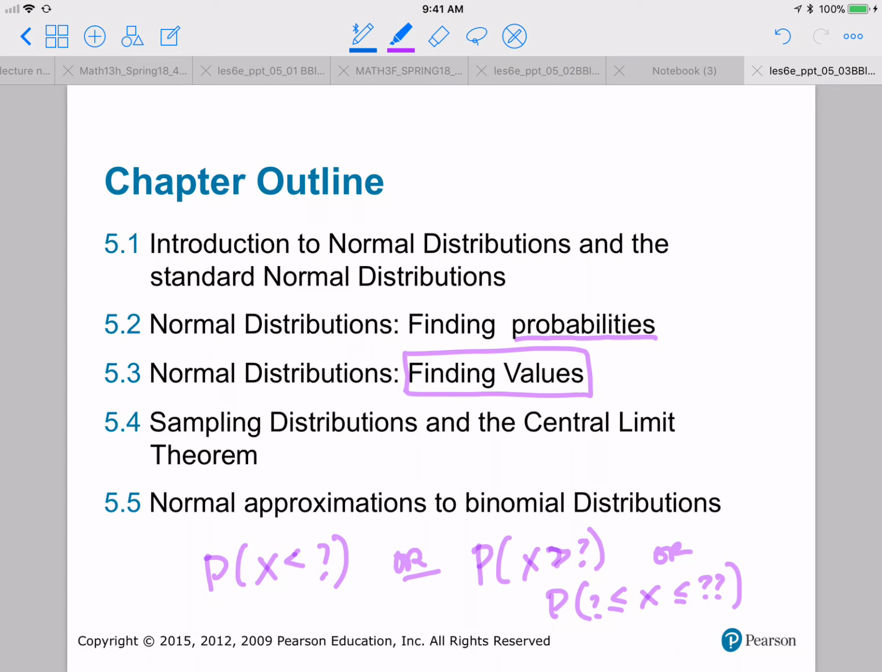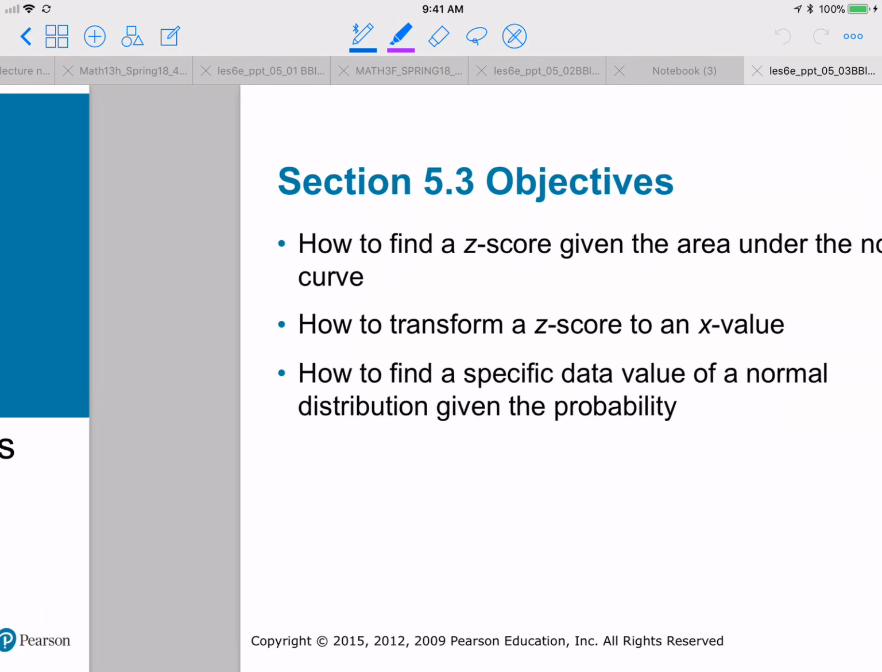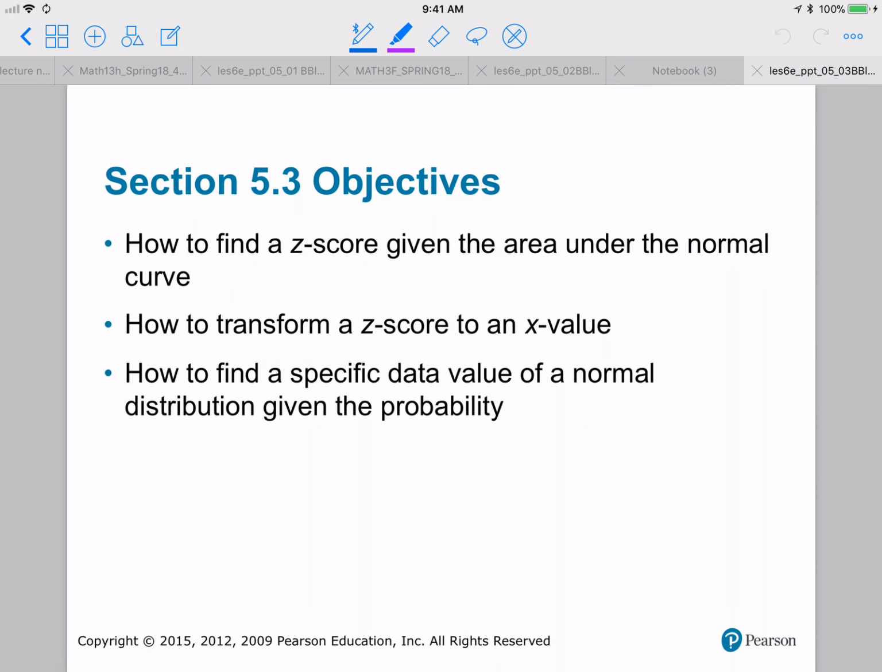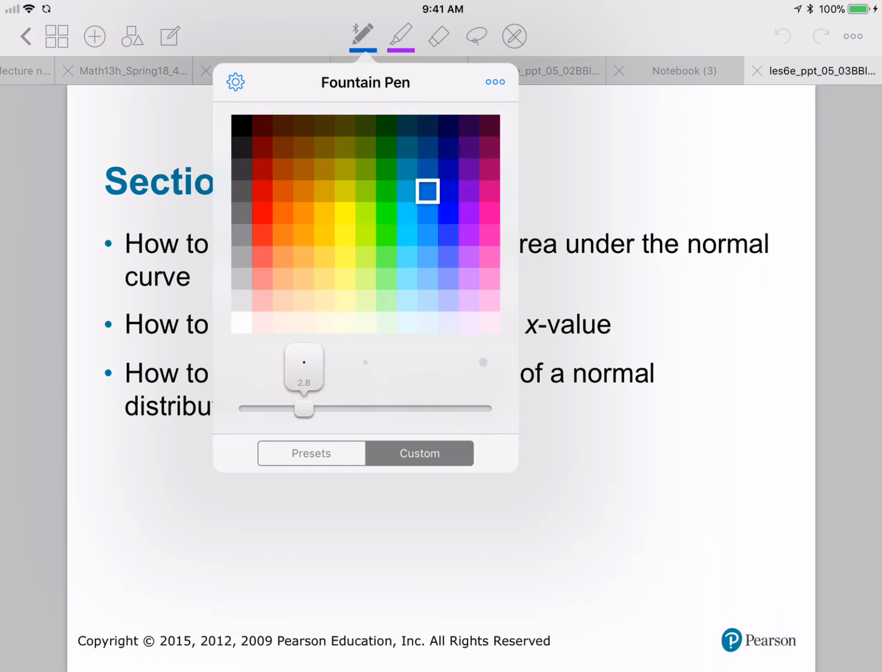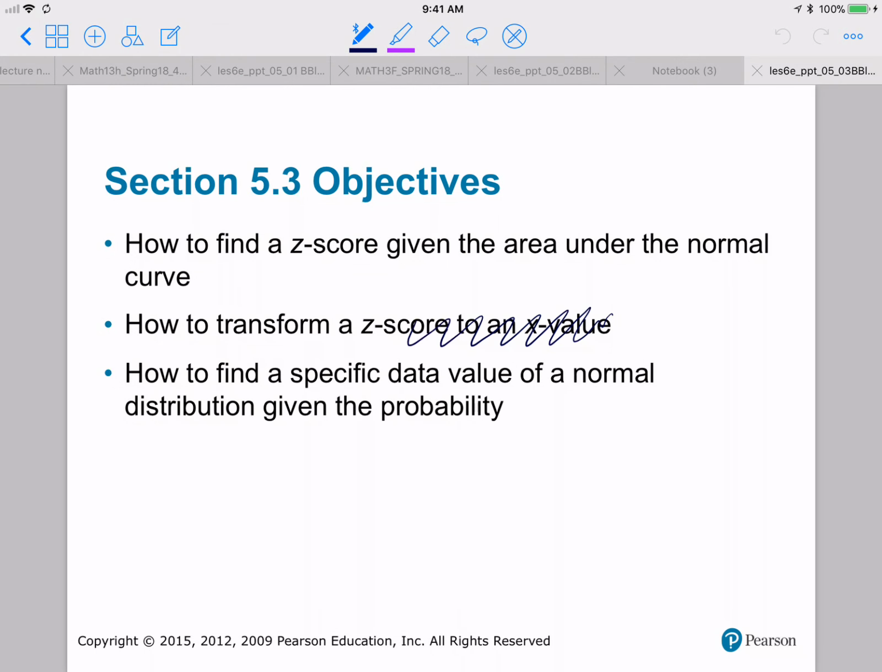In this section, we are going to be given probabilities and we want to find the values. So we'll actually have two learning objectives, not three. Let me cross out this middle one here. We really won't need to learn how to transform a z-score because our technology is going to allow us to; the TI-84 does that automatically.